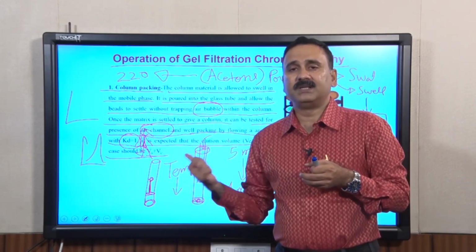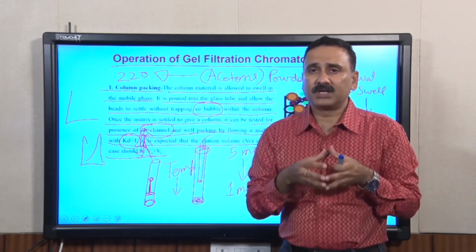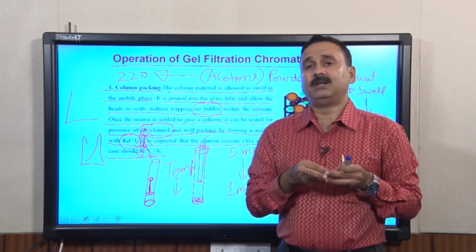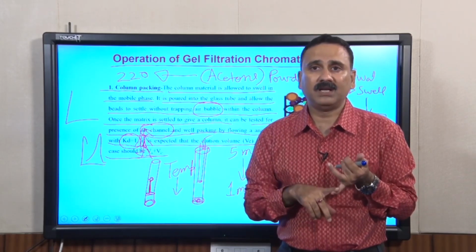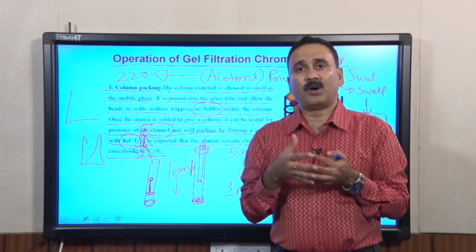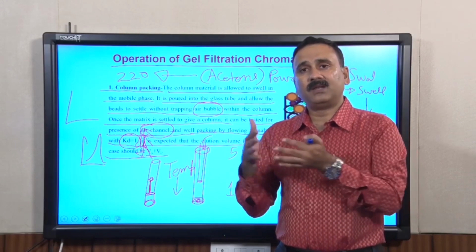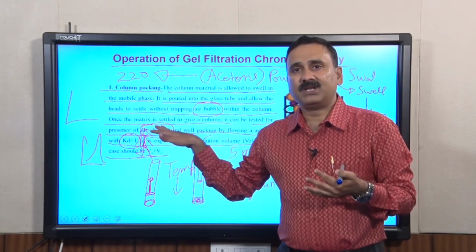which we are going to discuss in subsequent slides, and how you can detect different types of problems in the gel filtration column, such as how to detect air bubbles, how to detect air channels and all other kinds of problems, and if you are getting some problems, how to troubleshoot those problems in the column packing itself.